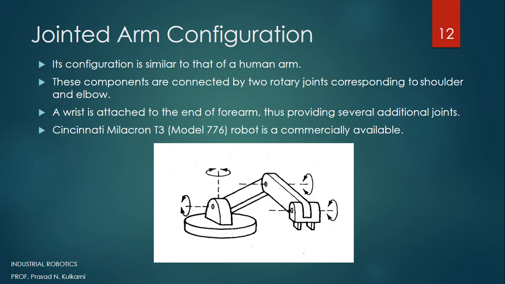Now the next one is jointed arm configuration. Its configuration is similar to that of a human arm. These components are connected by two rotary joints corresponding to shoulder and elbow. A wrist is attached to the end of the forearm, thus providing several additional joints. The example is model 776, a commercially used one.